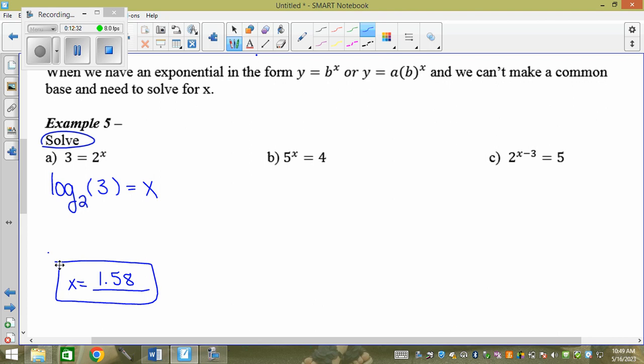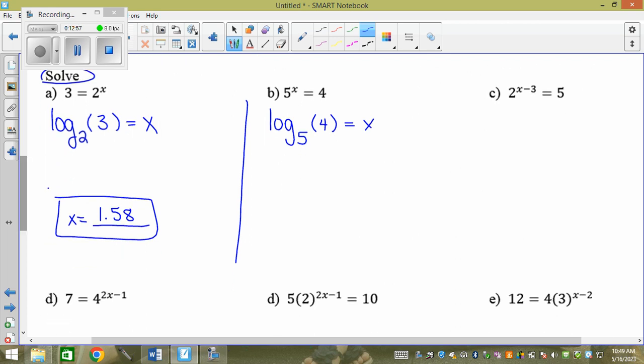Can we check our solving with Y1, Y2, right? We can check every single one of these with a calculator. Okay, what about this one? I get log base 5 of 4 equals x. Okay, type that one in. I should have let you try this one, that was on me. What do we get? 0.86?